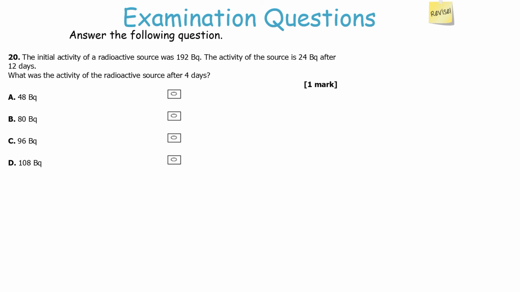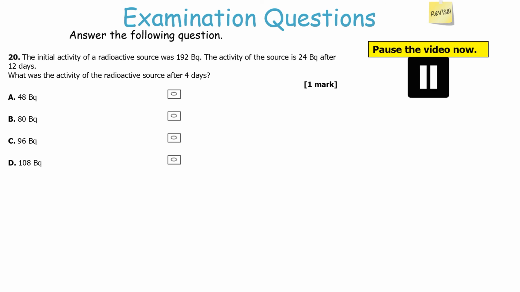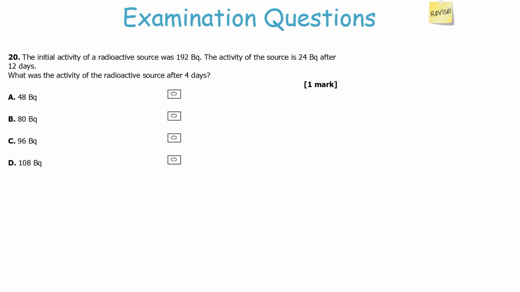The initial activity of a radioactive source was 192 becquerels. The activity of the source is 24 becquerels after 12 days. What was the activity of the radioactive source after 4 days? So pause the video now, then unpause the video when you want to go through the answer. Right. So it's very important that you understand how many half-lives have taken place.